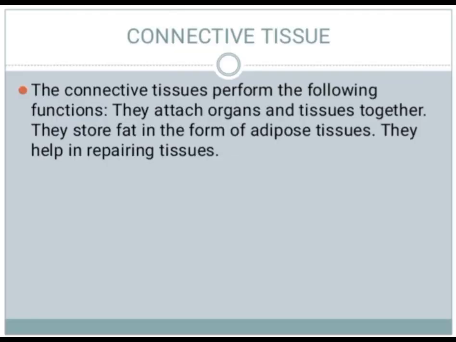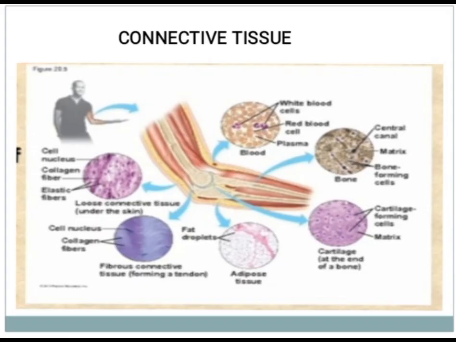Pangalawa po sa animal tissue ay ang connective tissues. The connective tissues perform the following functions. They attach organs and tissues together. They store fat in the form of adipose tissues. They help in repairing tissue. So, meron tayong dalawang connective tissue group. Ito po ay ang dense and loose connective tissue. Yung dense, makikita ito sa bone, blood, and cartilage. At yung loose connective tissue ay makikita sa under ng ating skin.